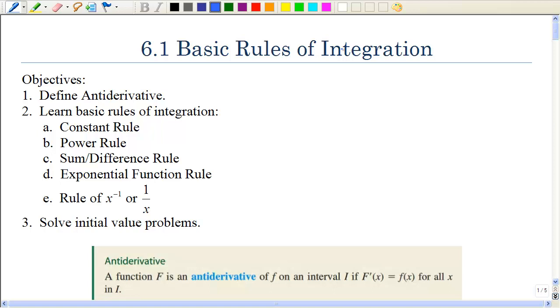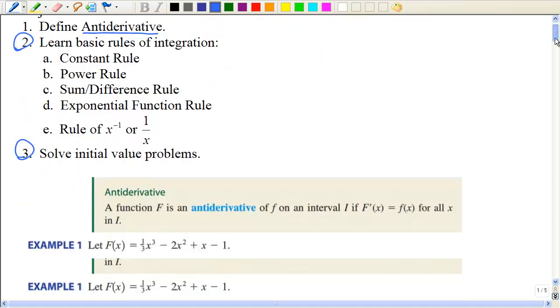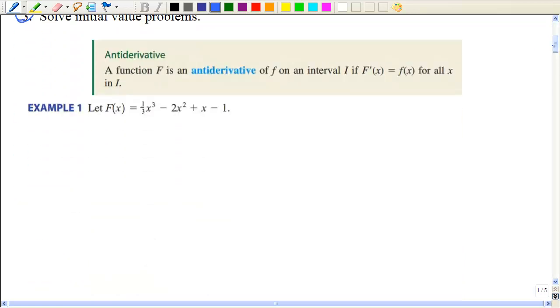Chapter 6 starts looking at the opposite of taking the derivative, which is going to be called integration. But first we want to define what the antiderivative is, and that's going to lead us to some basic rules of integration. And then lastly, we're going to have to solve some initial value problems. So what is the antiderivative? The opposite of taking the derivative.